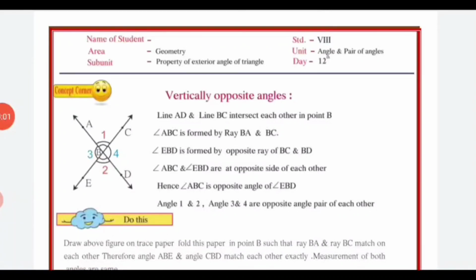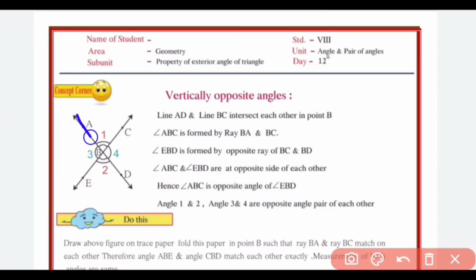Now let us go on to day 12. It is again dealing with geometry. The unit is angles and pairs of angles, and the subunit is properties of angles. Here in the first diagram we can see vertically opposite angles. This is the concept of vertically opposite angles which you all have to clear. Vertically opposite angles are congruent with each other. Mostly we all know they are in the shape of an X. So these X shape angles are vertically opposite angles.